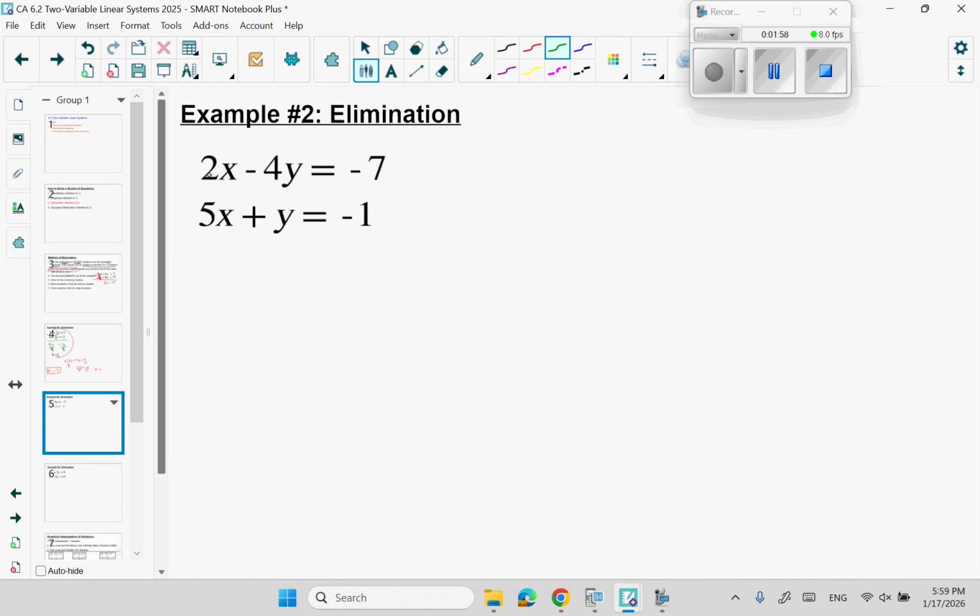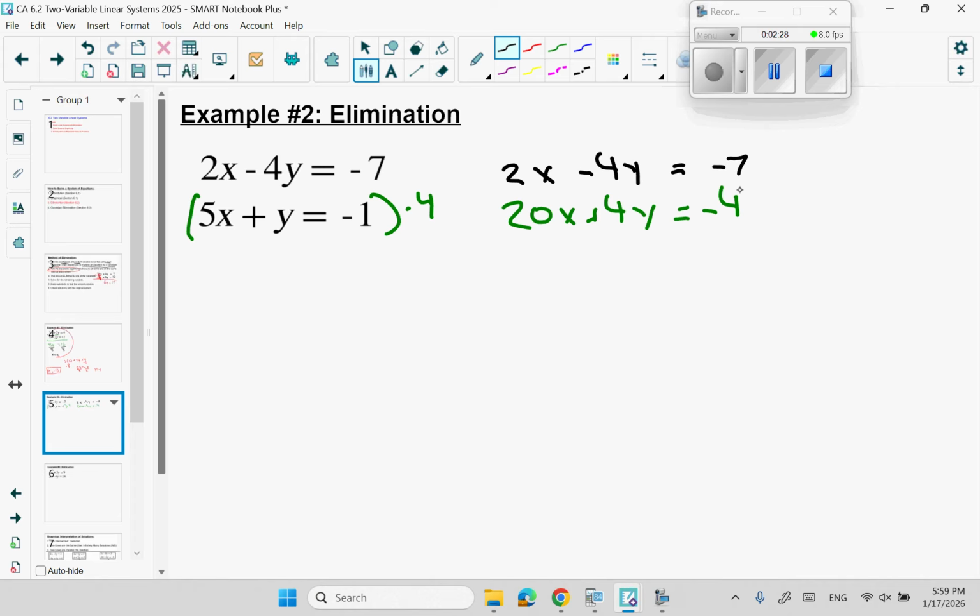Here, I don't have easily accessible opposites, but again, I can always multiply one of the equations by a constant. So I'm going to multiply the second equation by 4. This way, I'm going to get positive 4y because I get 20x plus 4y equals negative 4. And my first equation did not change. 2x minus 4y equals negative 7.